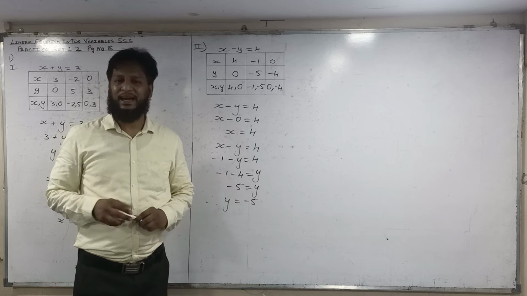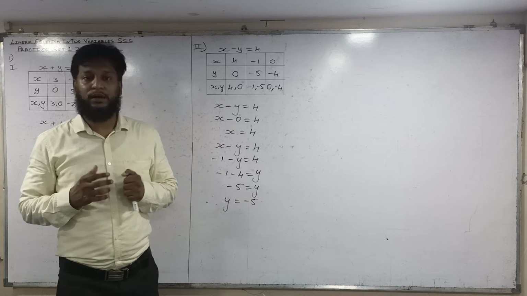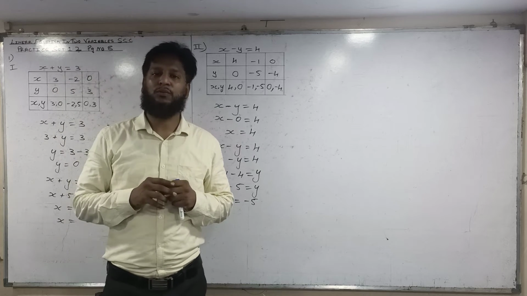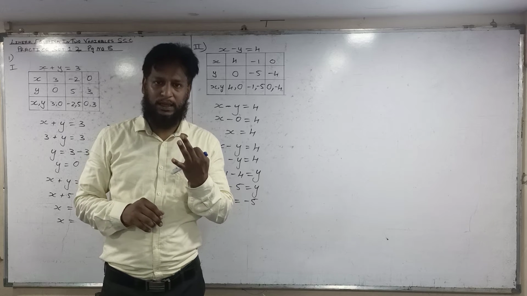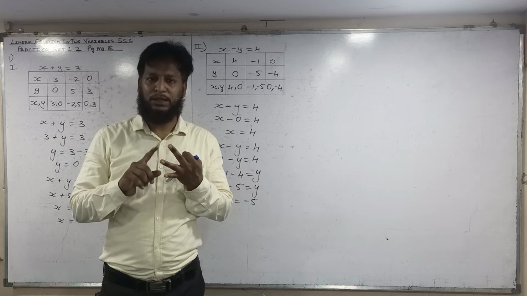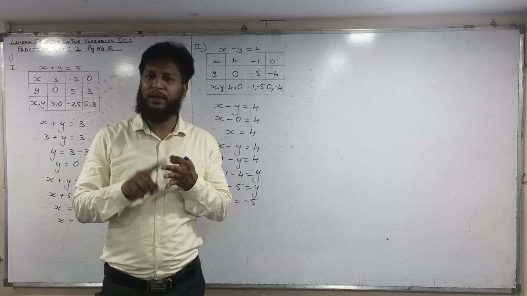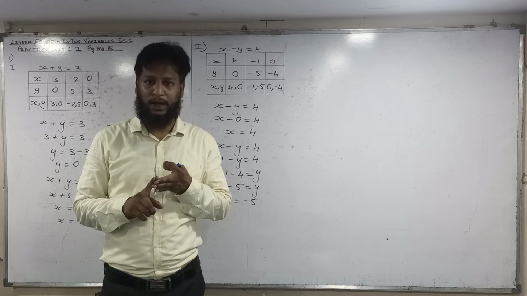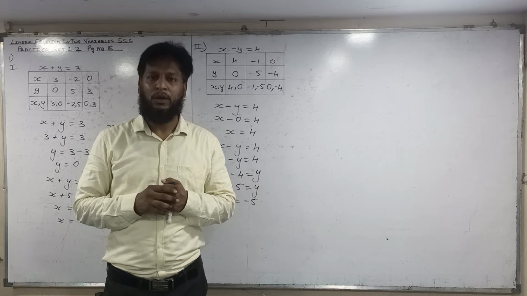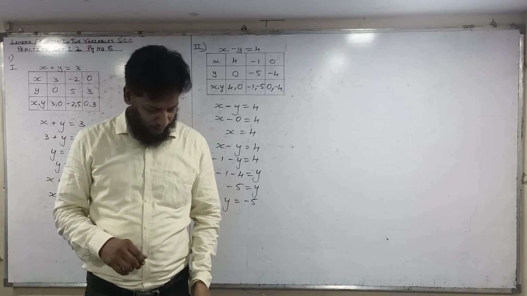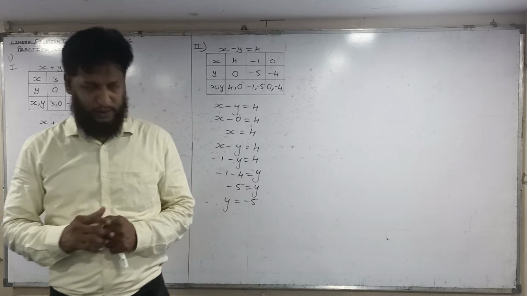So now we will start the graph. Actually, what is the graph? In the graph method, you solve a linear equation in two variables. There are three methods: one is simultaneous equation, second is graph, and third is Cramer's rule method. In each method you have to find the x and y values. So we'll do the graph now.